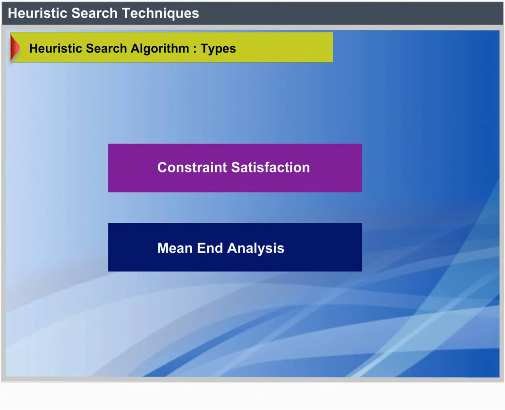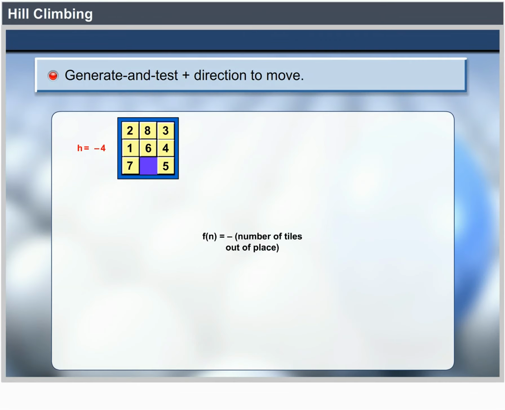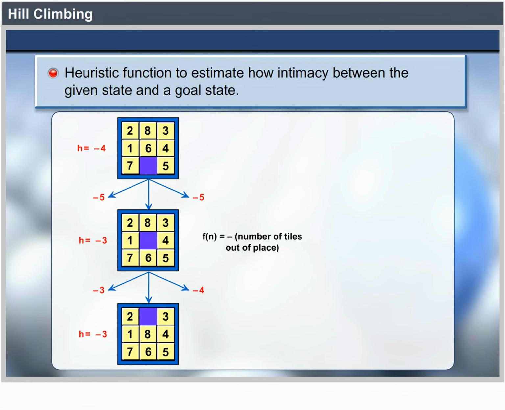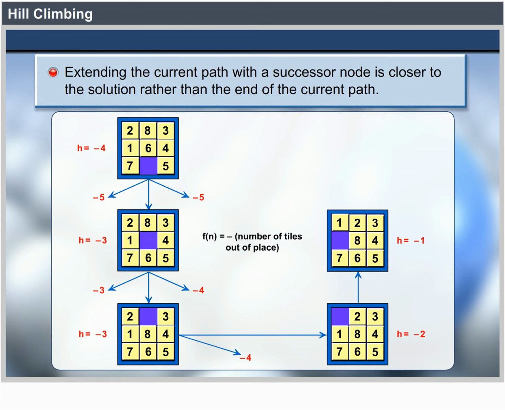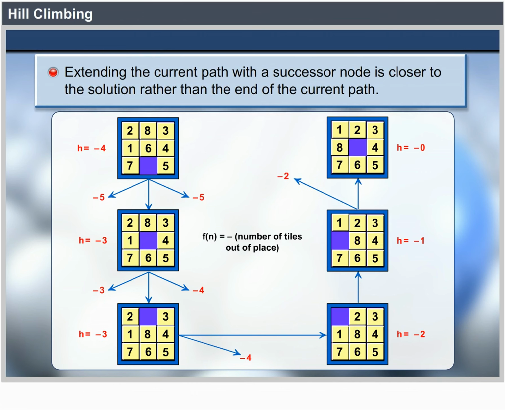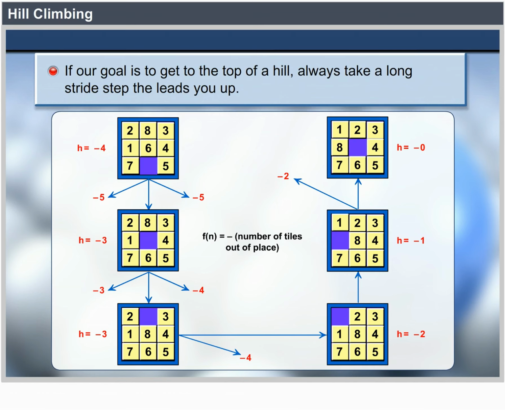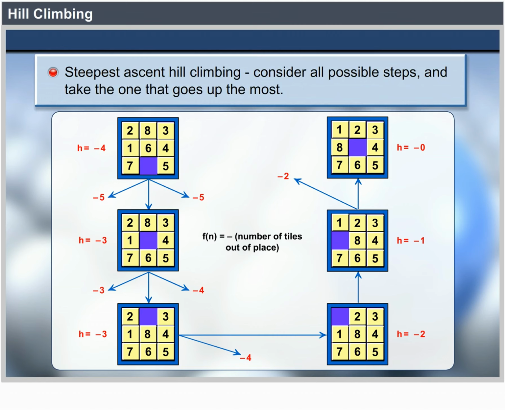Hill climbing: generate and test plus a direction to move. A heuristic function estimates how close the given state is to the goal state. Extending the current path with the successor node is closer to the solution than the end of the current path. If our goal is to get to the top of a hill, always take a long stride that leads you up. Simple hill climbing: take any upward step. Steepest ascent hill climbing: consider all possible steps and take the one that goes up the most.